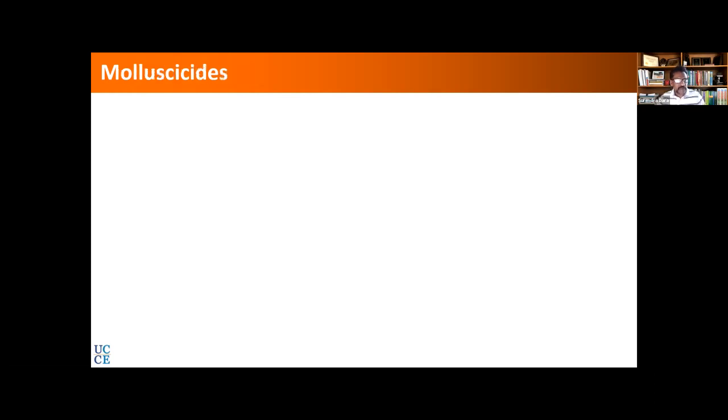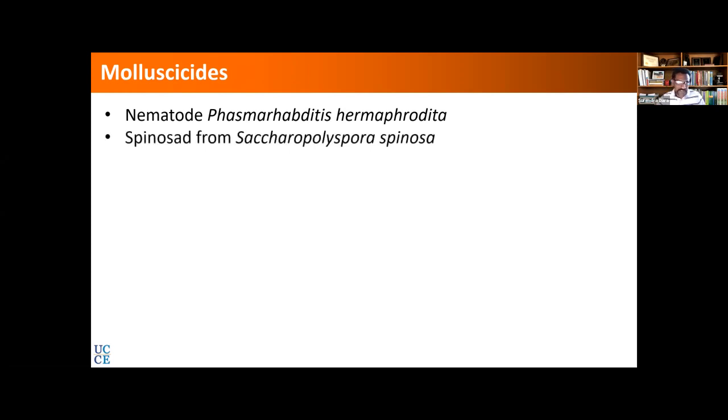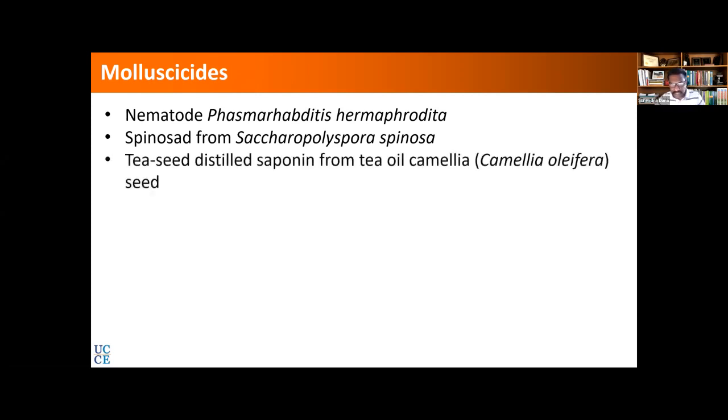And then we have molluscicides. These are mainly for snails and slugs. There is one nematode, Phasmarhabditis hermaphrodita, and then spinosad from this bacterium. This is Entrust or Radiant, and some of those commercial products that have this active ingredient. And then there is also research that shows that the extract from tea oil camellia, that this is actually saponins, also has molluscicidal activity.